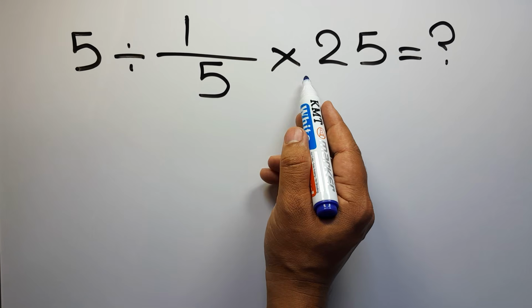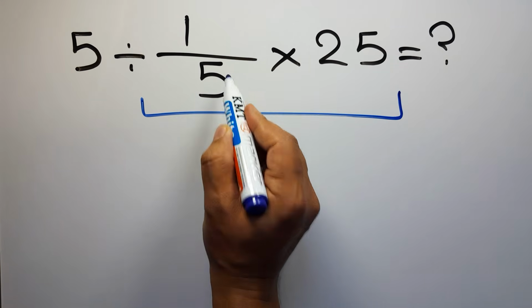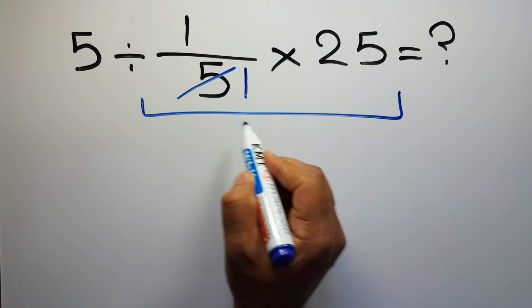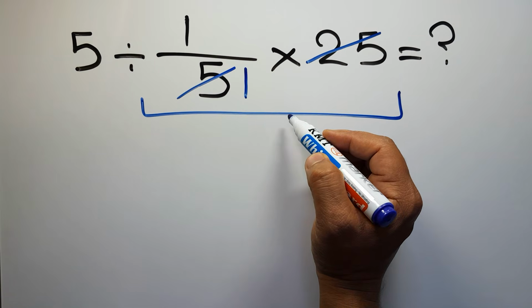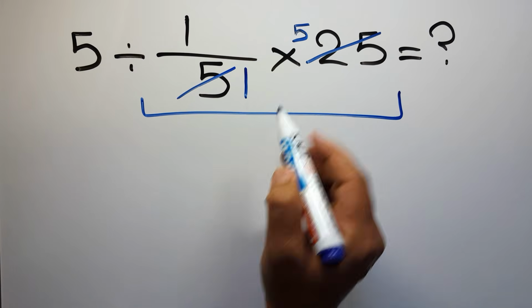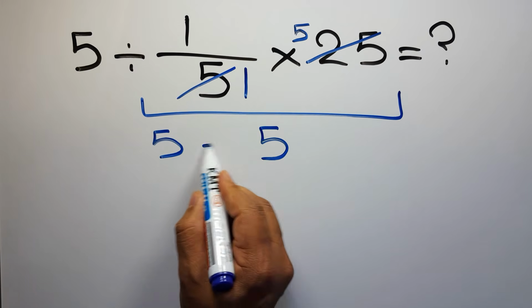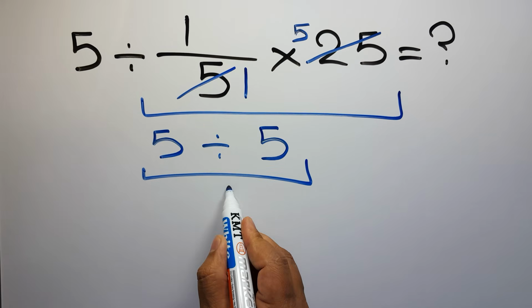First we do this multiplication, 1 over 5 times 25. 5 divided by 5 gives us 1 and 25 divided by 5 equals 5. So here we have just 5. And 5 divided by 5 equals 1.